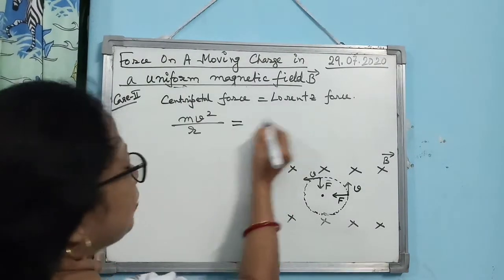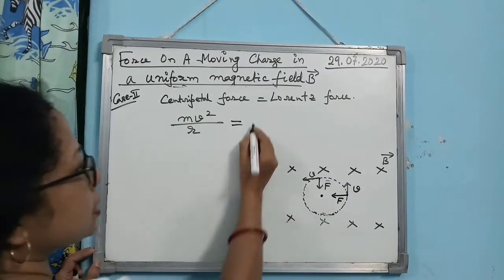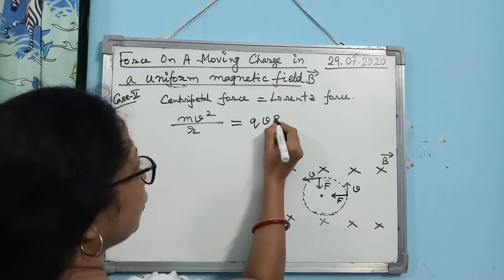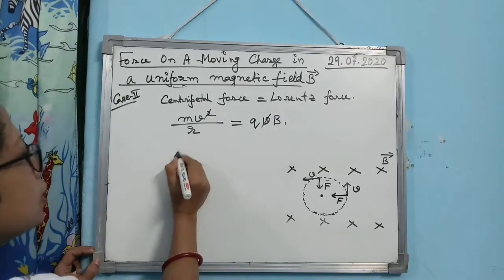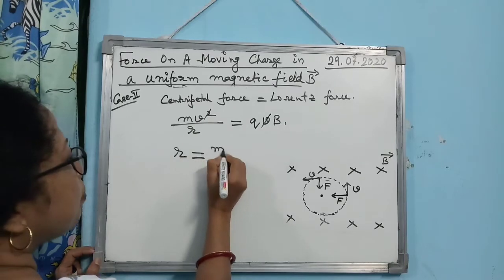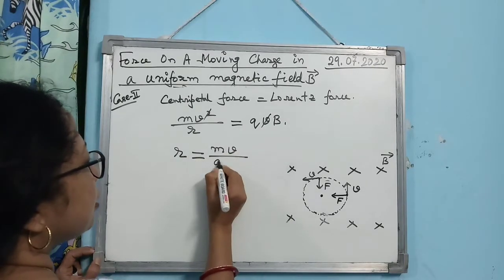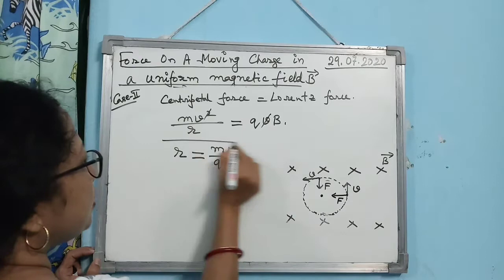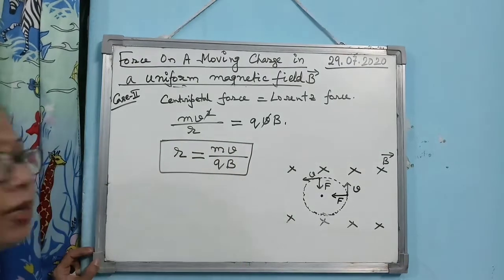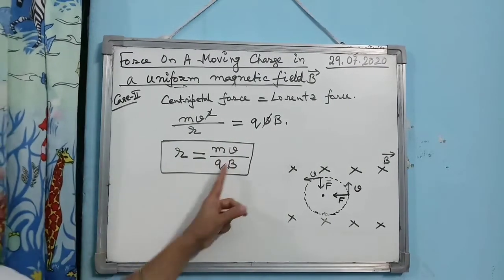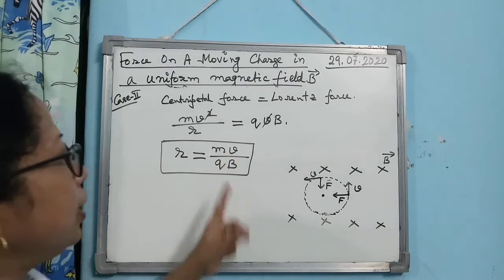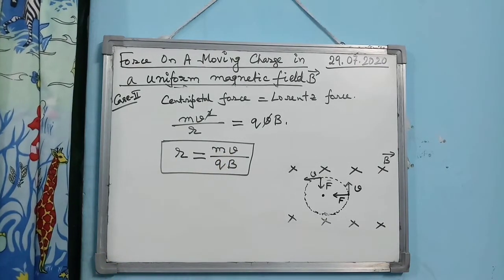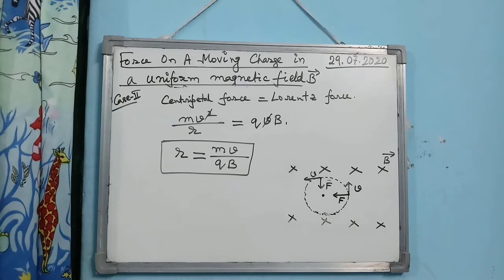And what is the expression for Lorentz force? In this case, we have qvB. So you see, v cancels here. So what is the radius of the path? Radius of the path is given by mv divided by qB. Alright, what will be the radius of the circular path? It is given by mv divided by qB. So you see, this is such a nice relation.